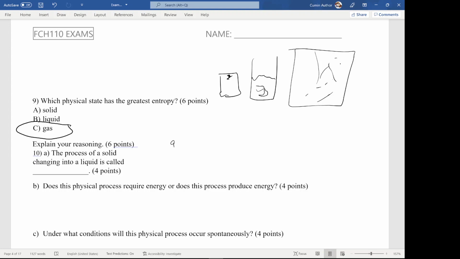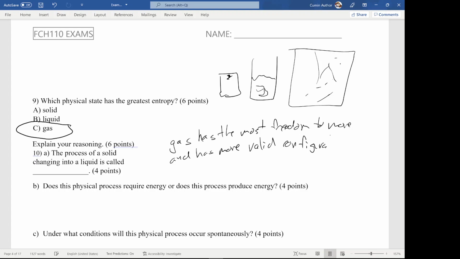Gas has the most freedom to move, more valid configurations, which represents more entropy.